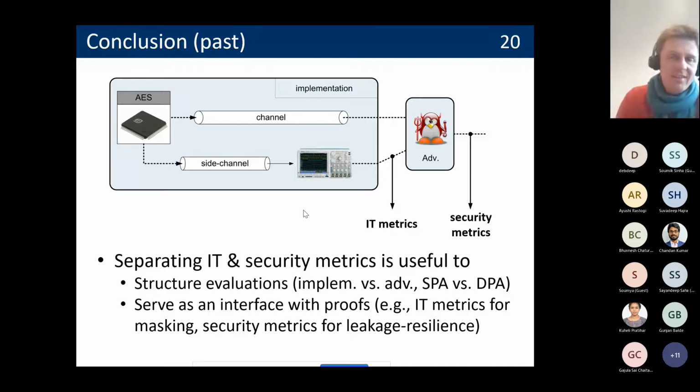It's also giving us this intuition about SPA and DPA, right? Information theoretic metrics are more useful in the DPA setting, because then it can make the evaluations faster and more intuitive. And the other hope that we had, and I think this proved to be quite correct, is that they could serve as an interface with security proofs. Like, as I said before, IT metrics are quite useful for masking, security metrics for leakage resilience.